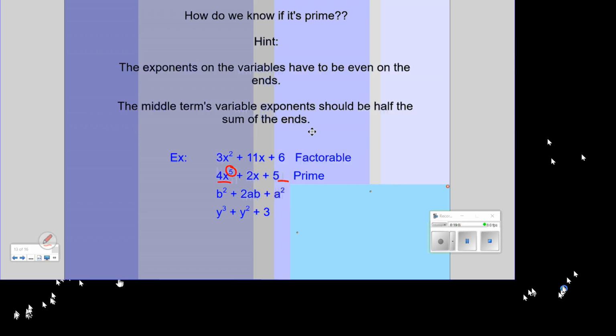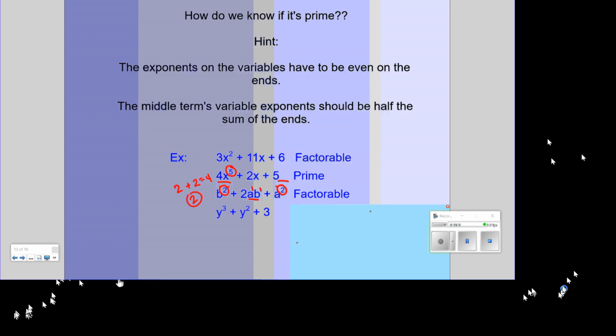Our next one, the end exponents are both even, which is good. And then to check the middle term's exponents, what we would do is add 2 plus 2, the end exponents, which is 4, and take half of 4, which is 2. Now, that 2 tells us what the sum of the middle term's exponents should be. So 1 plus 1 is 2, so this all works out. So it's possible that that one can factor.